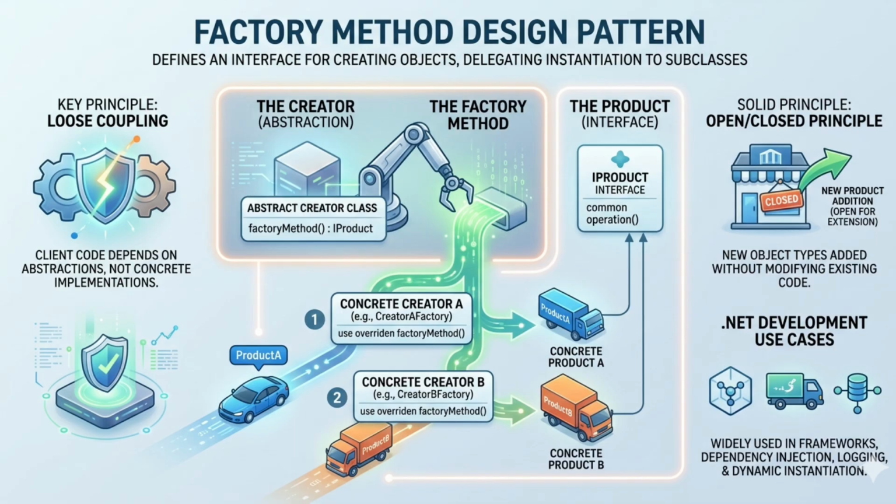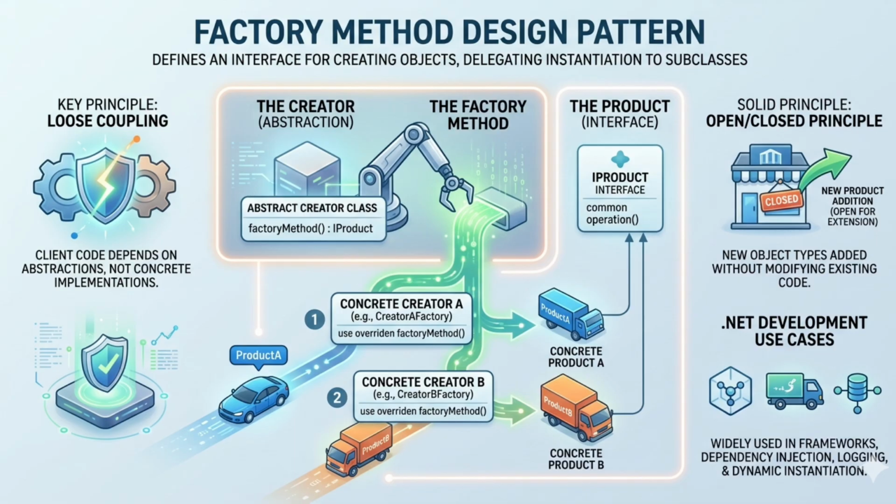reducing redundancy. Another important aspect of the factory method is its alignment with SOLID principles, especially the open/closed principle. This principle states that software entities should be open for extension but closed for modification. With the factory method, new object types can be introduced by adding new classes and updating the factory logic without altering the existing client code. This makes the system more robust and adaptable to change.